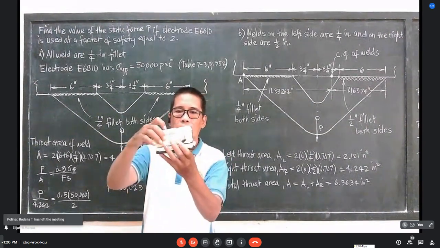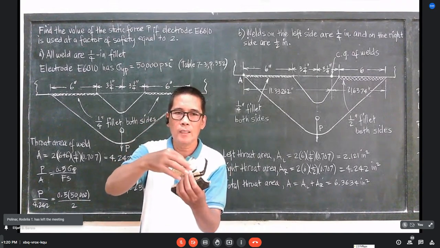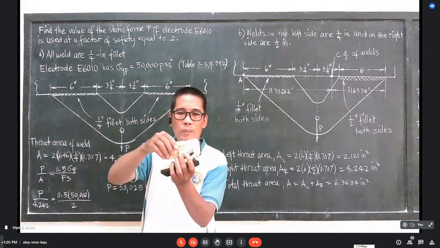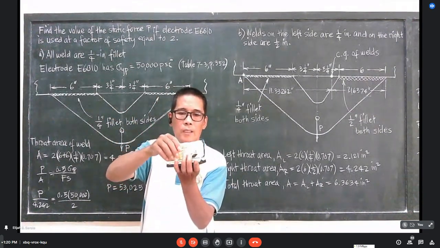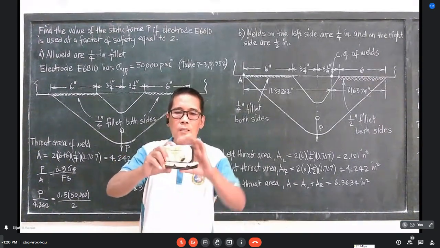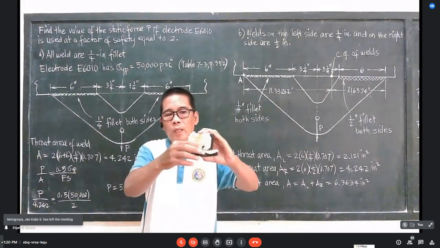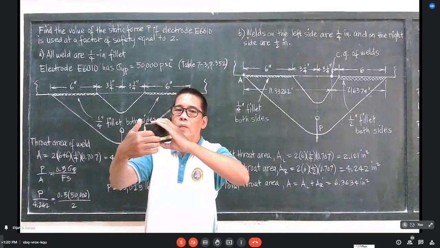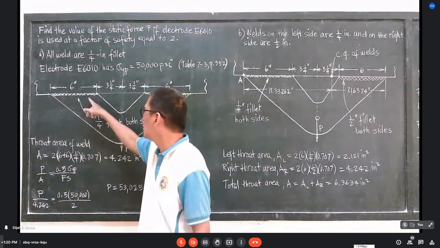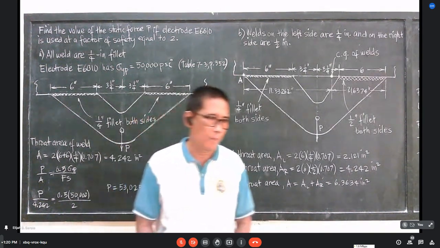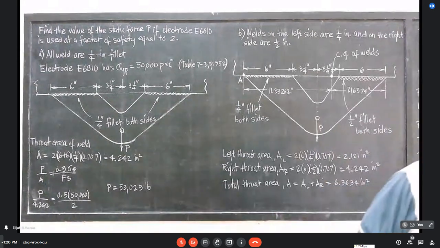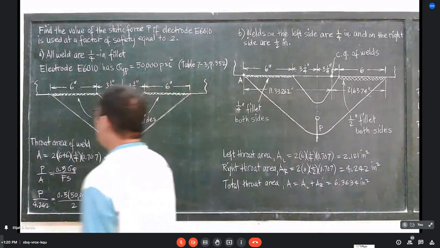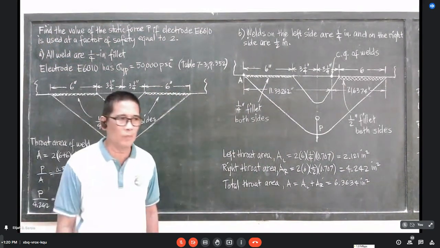Oh, there is a hole in between, the middle, and then those are your two metals. You have a fillet weld here and a fillet weld here, and also at the back, you have a fillet weld and a fillet weld. Any question regarding the interpretation of the drawing?